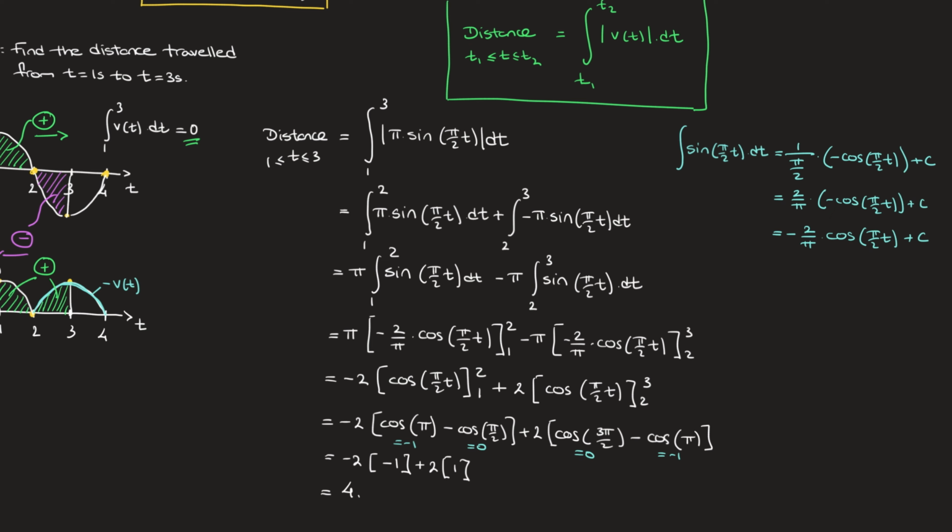So that's 4 meters. And that's the distance traveled by the particle between t equals 1 and t equals 3 seconds. And in fact, I'll go ahead and box that final answer. There we go. Now, as I'm sure you can appreciate, having to deal with this absolute value definitely adds a bit more work to our integration.